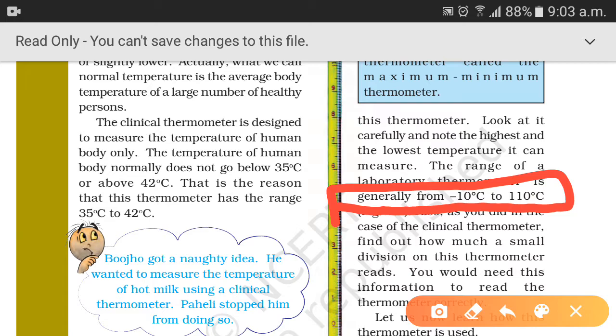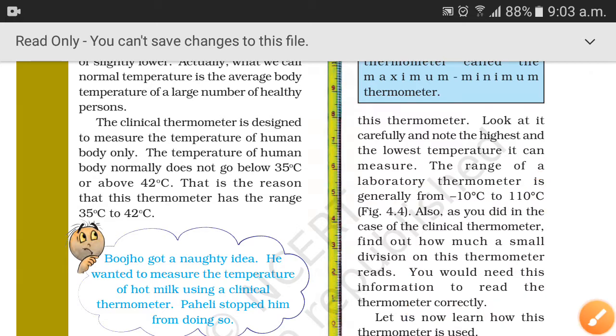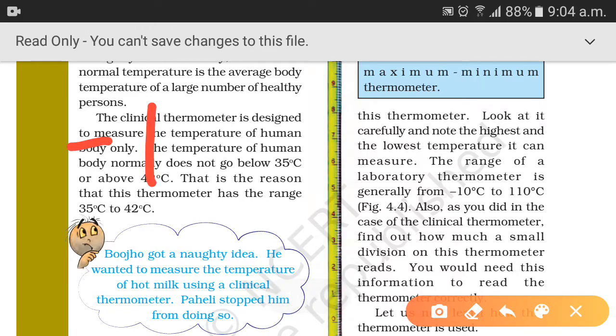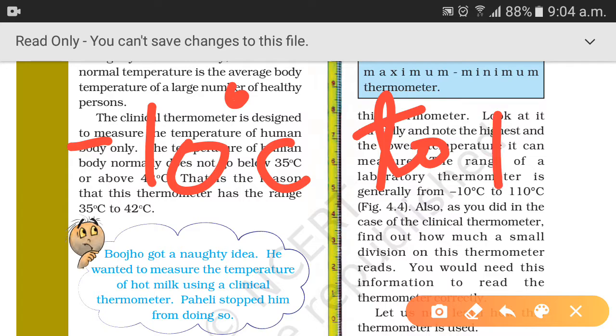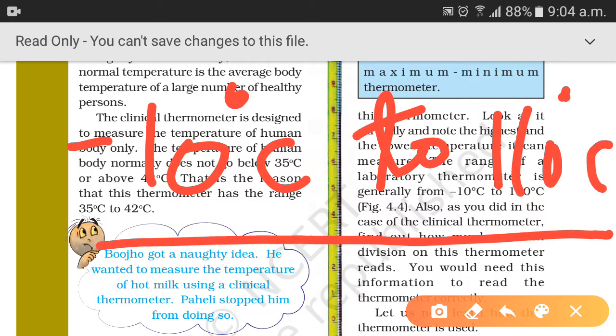This is a very important question: the range of the laboratory thermometer is from minus 10 degrees Celsius to 110 degrees Celsius. This is the range of the laboratory thermometer.